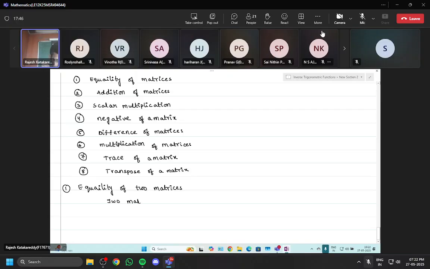Two matrices A and B are said to be equal matrices if 2 points will be there. Their order is same, maybe if their order is equal. Second one, their elements are equal.